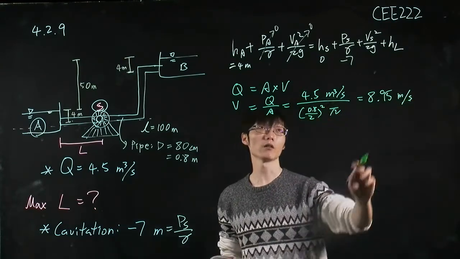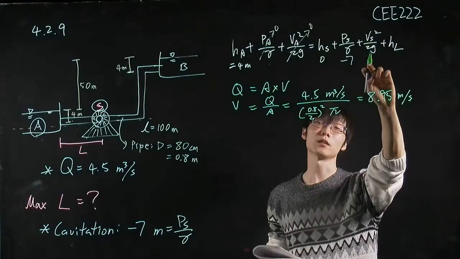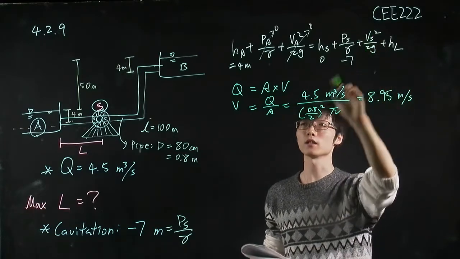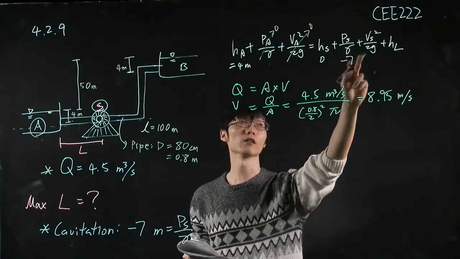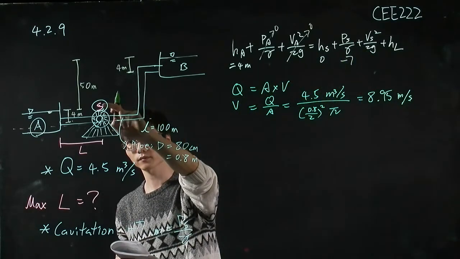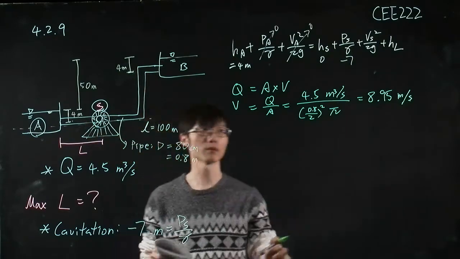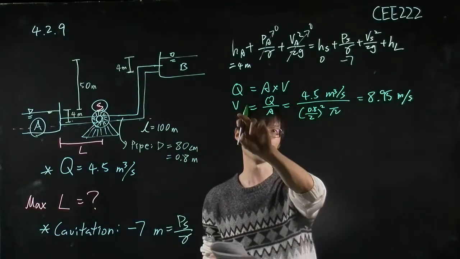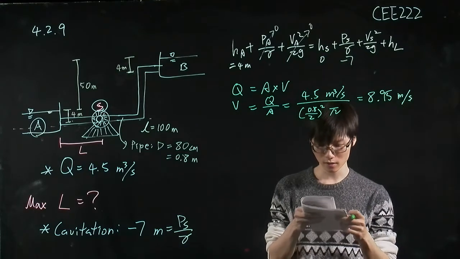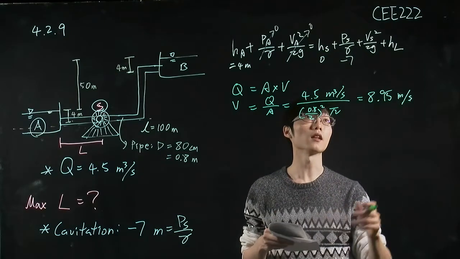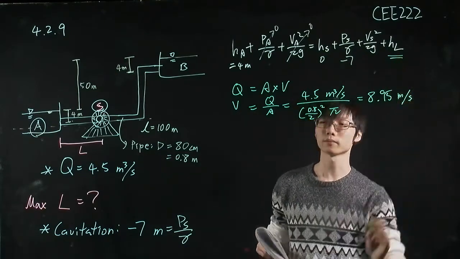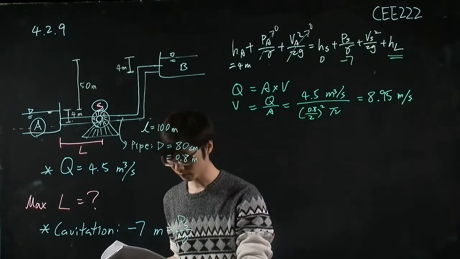Okay, so now we know the velocity, and the velocity at this pump location is equal to the velocity at any location in this pipe because the area is not changing, so the velocity also remains constant. And the last term is the head loss. How can we calculate the head loss?